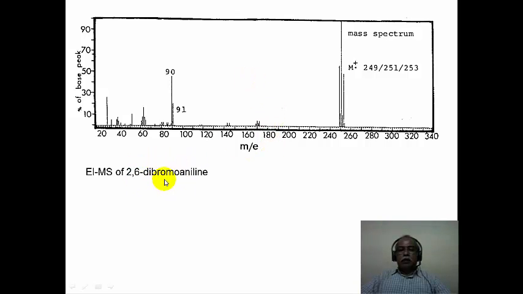This is a compound containing two bromines, for example, 2,6-dibromoaniline. Both the bromines can be 79, one bromine can be 79 and the other 81, or both the bromines can be 81. There are three possibilities. In the ratio of 1:2:1, you get the molecular ion peaks 249, 251, 253 corresponding to the m, m plus 2 and m plus 4 ions of this particular molecule.